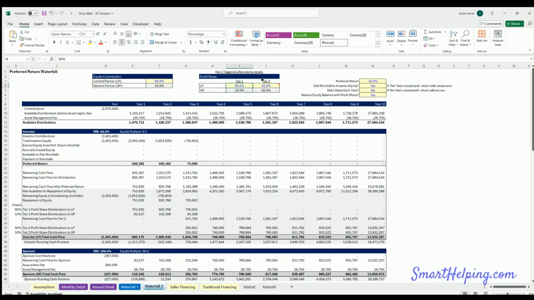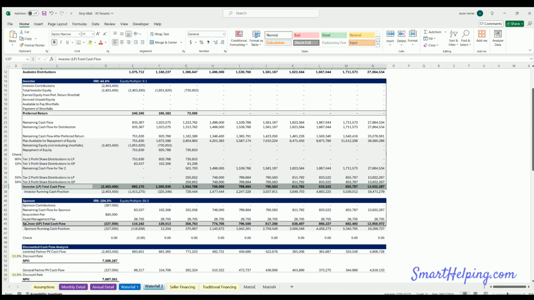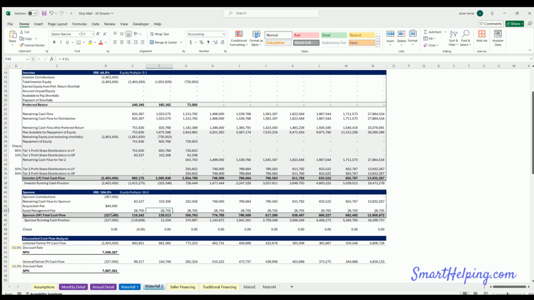And then you can do a second tier if you want to split it differently after they've been paid back. So you can see here 90-10 until they've gotten all their money back, and then the LP, and then 50-50 after that. Here's the final cash flows for the LP, the GP. You can see we still have the acquisition fees in here and everything. Also just kind of cash flow analysis.